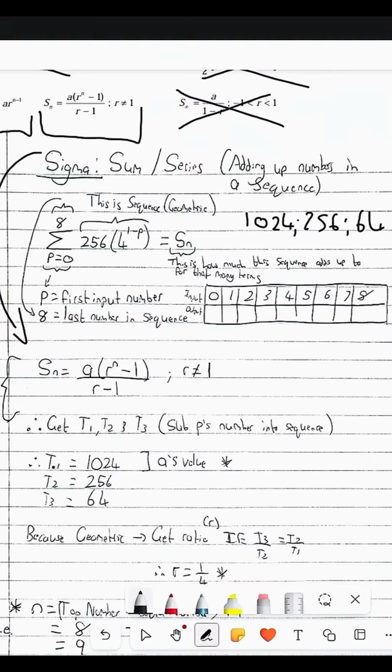We need to get our first three terms. If we plug in the first input, our 0 over here, we get t1 over there. If we plug in 1, which is the second term, into there, we get our second output over here. If we plug in 2 over there, we get our third output over here. But at this stage, our t1 is our a value.